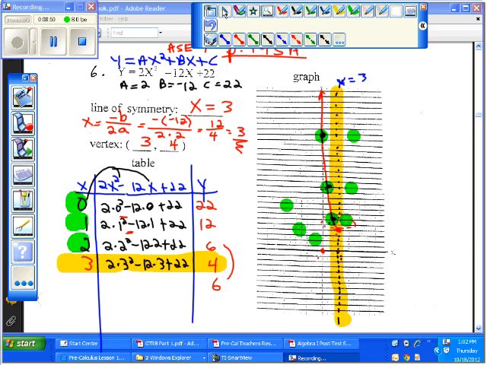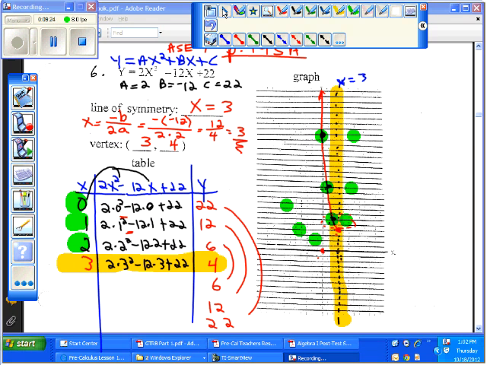Are we visually seeing how we're making the table and graph connect? If there's a 6 here, there's going to be a 6 there. If there's a 12 here, there's going to be a 12 here. If there's a 22, there's going to be a 22 here. We're going to reflect the upper 3 y's across the imaginary line of symmetry, across our vertex, and figure out our bottom y's.